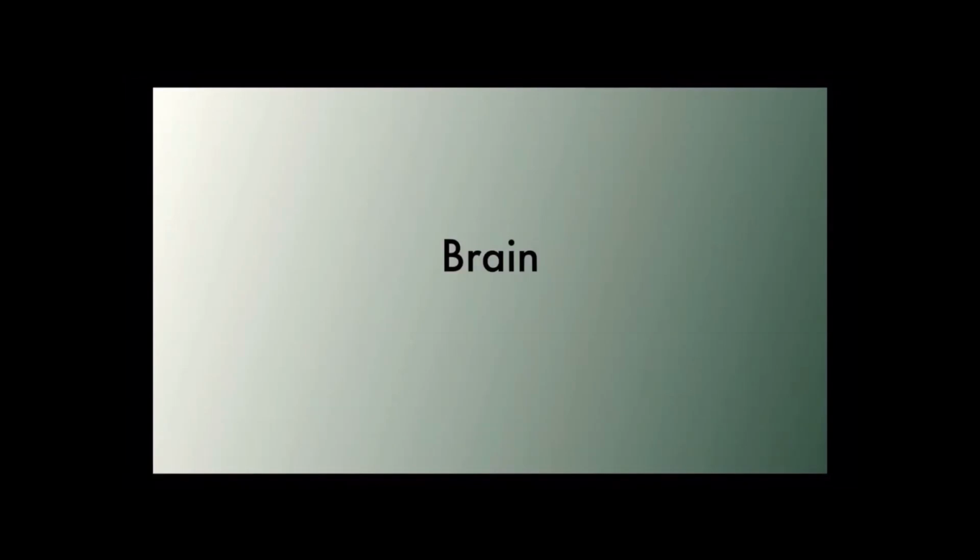So let's take a look at the brain. Let's start with neural development. Neural development. Let's go through this. Now, we're going to break down the brain into three main divisions. Do you remember what they are? That's right.